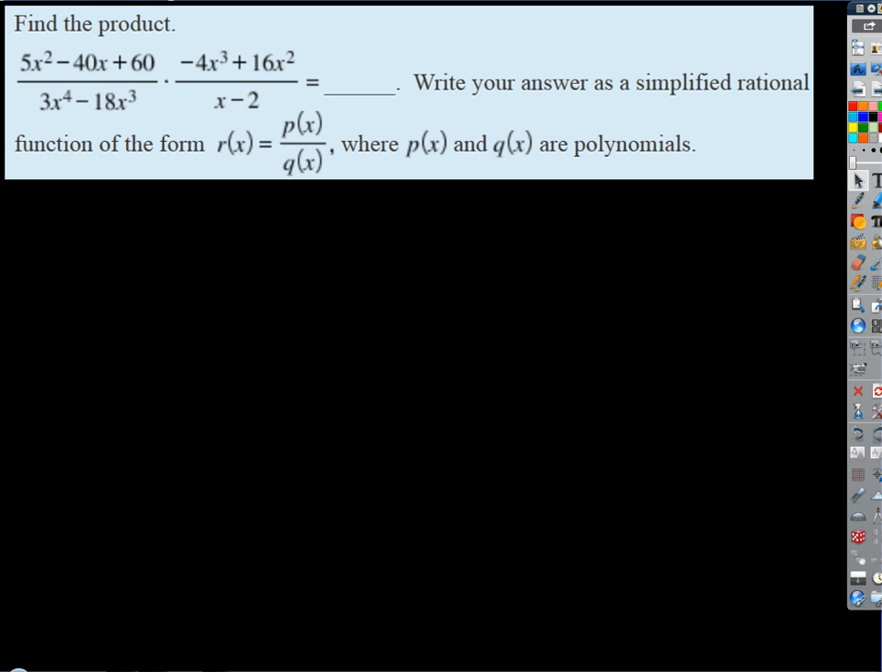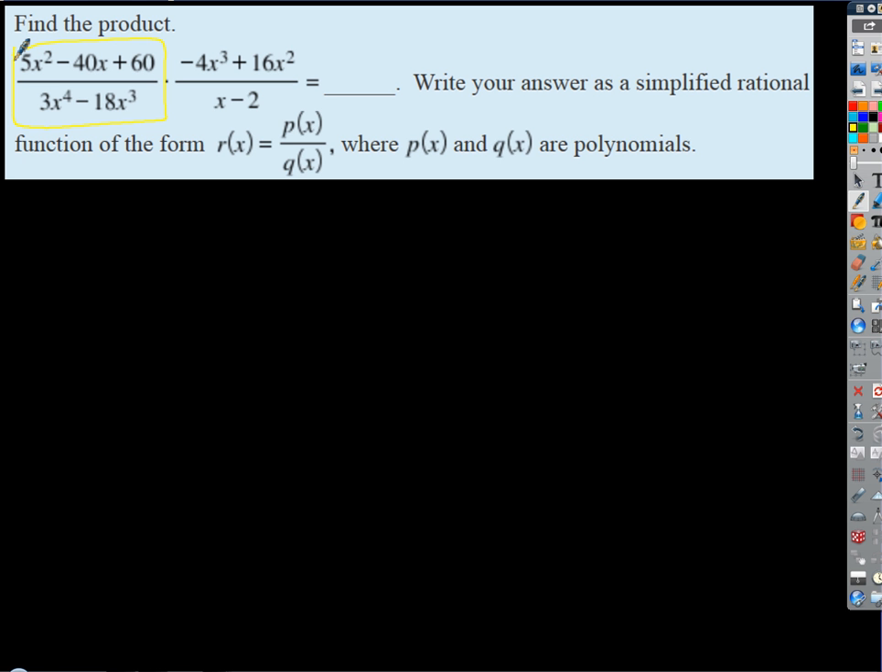So let's look at this example here. Much of what we do is the same, but it's just a little bit easier, right? So if we want to find the product of these two fractions, let's take the first one. All we're going to do is factor the top and the bottom, just like we've done before, right? Same thing with the second one. Let's take care of this one first.